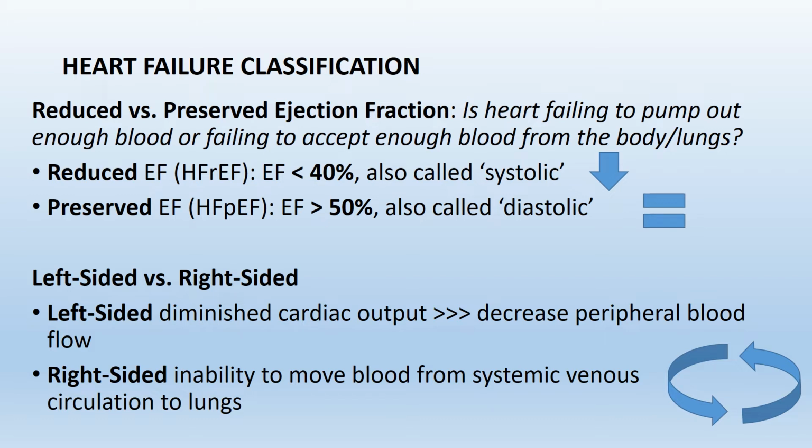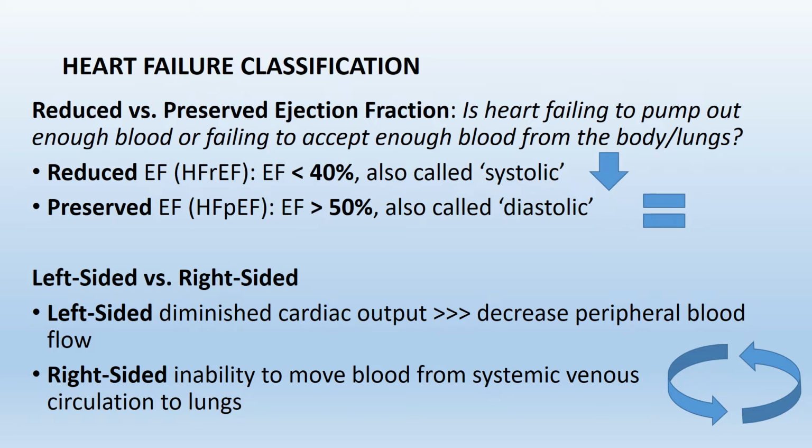Now, the second way heart failure can be classified is by which ventricle, left or right, is affected. With left-sided heart failure, just think what the left ventricle does. It pumps blood to the rest of the body. If it's failing, there's going to be a decrease in cardiac output and peripheral blood flow. Where will the blood back up? Think about the normal flow of blood through the heart. It flows from the pulmonary circulation to the left atrium to the left ventricle. So ultimately, it backs up into the lungs.